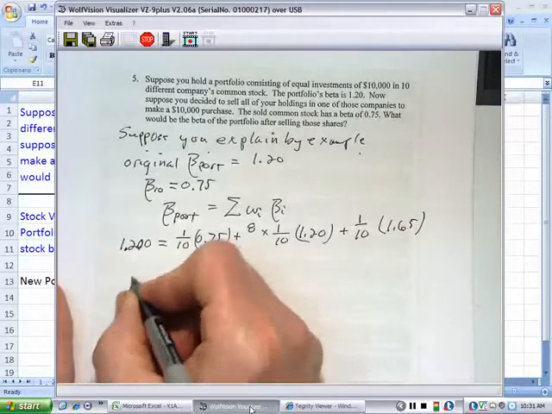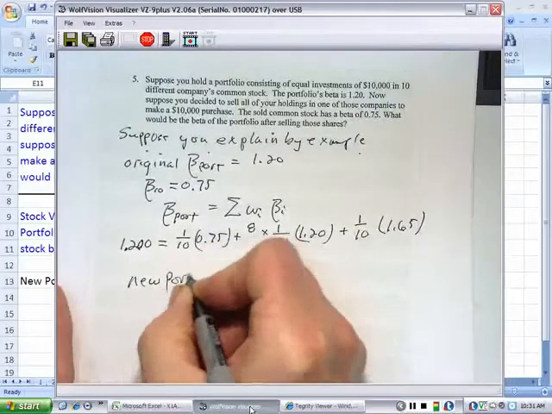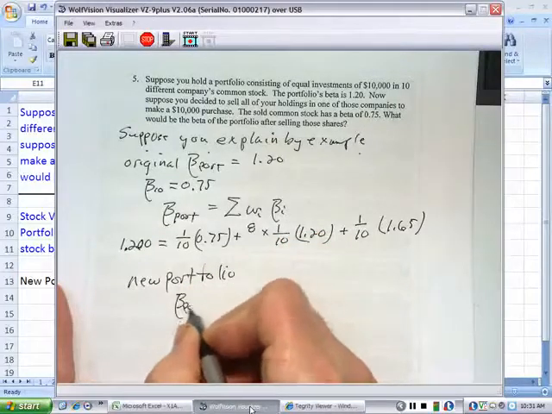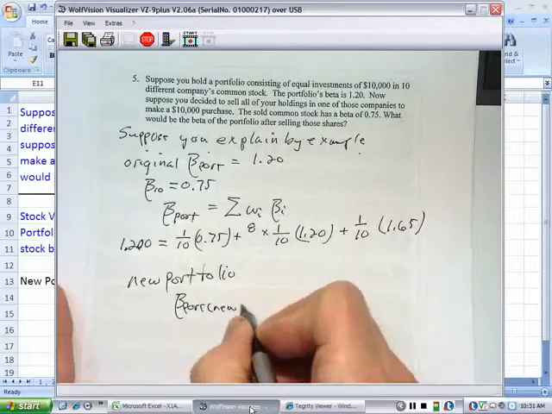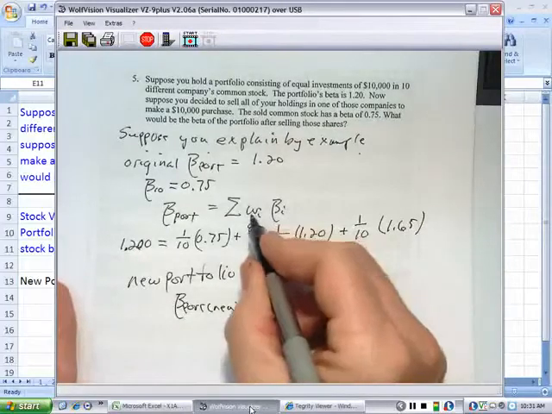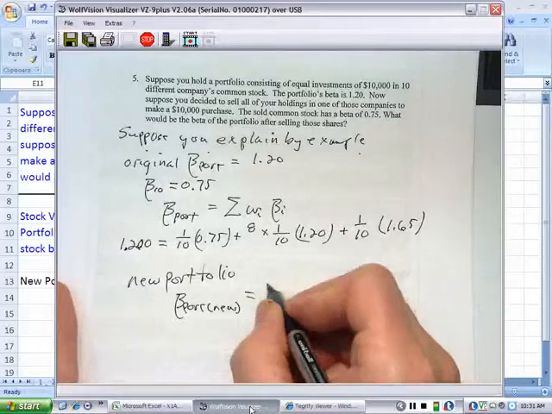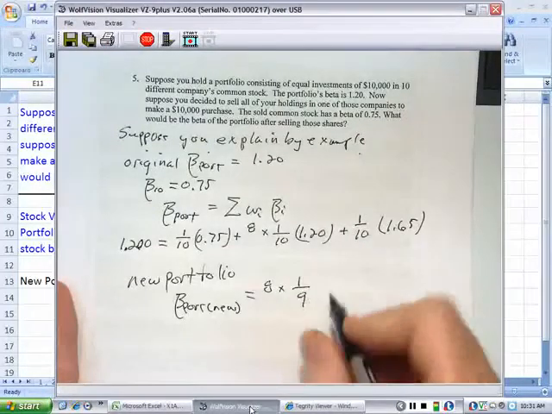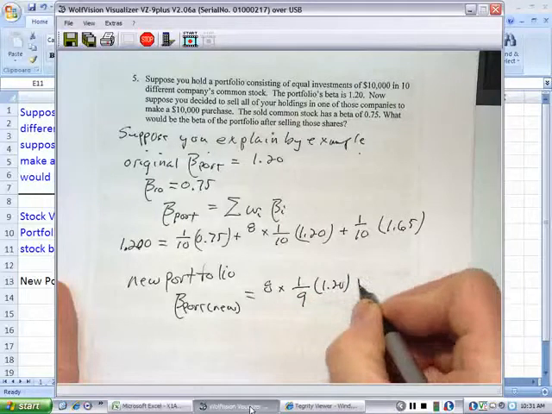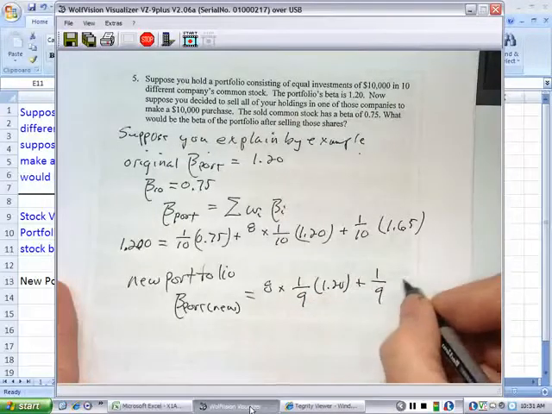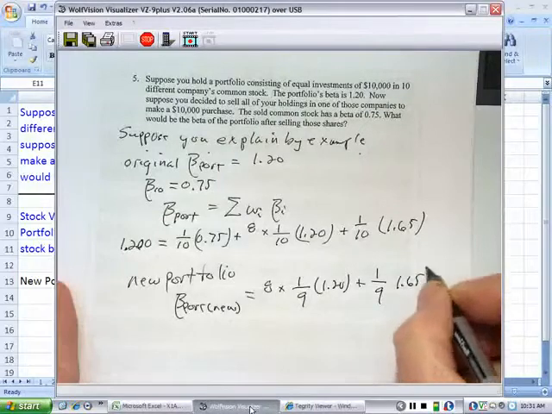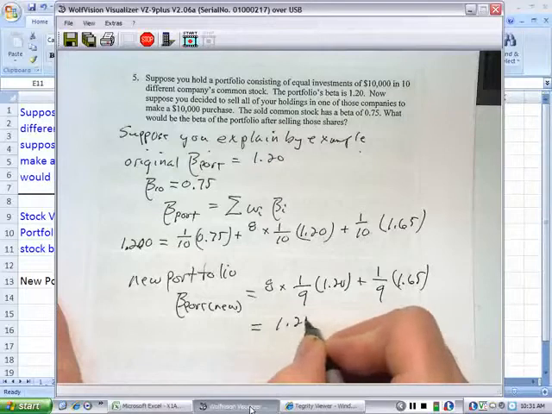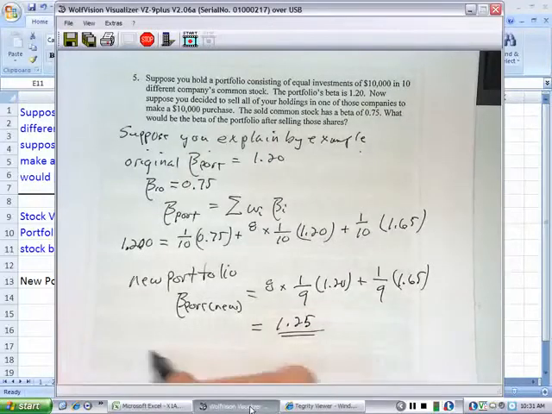So the new portfolio would have the following beta. The beta of that new portfolio is going to be equal again to the sum of the weights times the betas, but it'll have 8 of these with a weight now of 1/9 of 1.20, and 1 of these with a weight of 1/9 of 1.65. So by example, if you solve this through, you get a value of 1.25. Okay, so that's one way to answer it.